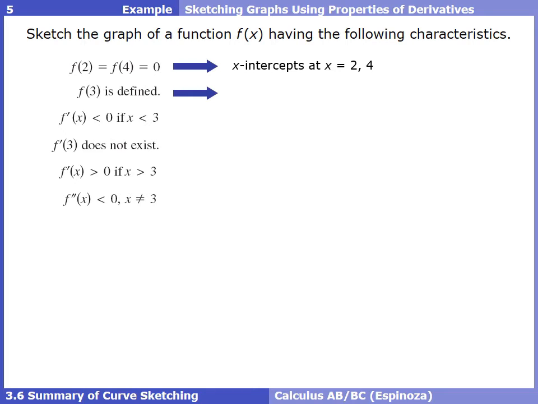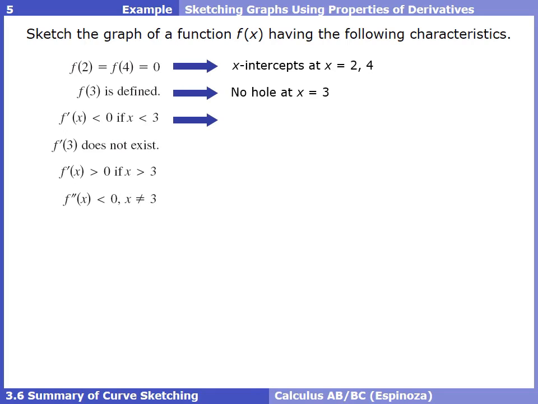Those are our x-intercepts. The next piece of information that we're given is that f of 3 is defined. Basically, that means we don't have a hole or anything like an asymptote or something like that at x equals 3. Now onto the calculus notation.